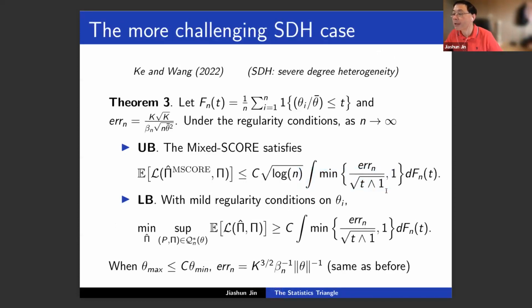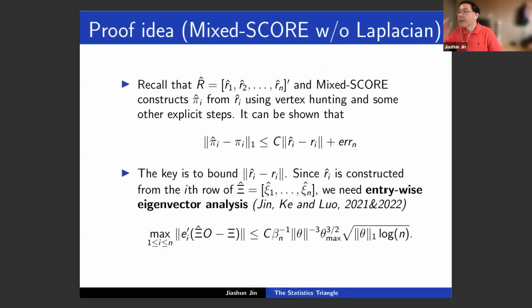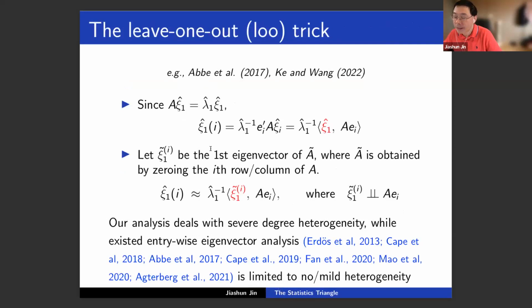You compute the upper bound and lower bound. The main technique is to relate π̂_i and π_i to R̂_i and R_i, and this builds on the corresponding eigenvectors. The key is to bound this, and the main technique is entry-wise eigenvector analysis, which is pretty advanced and pretty hard.